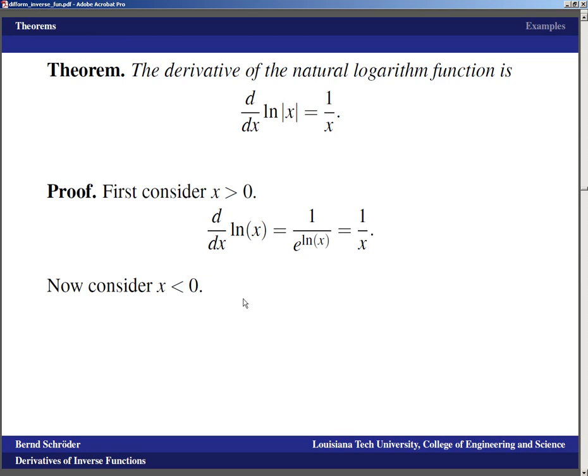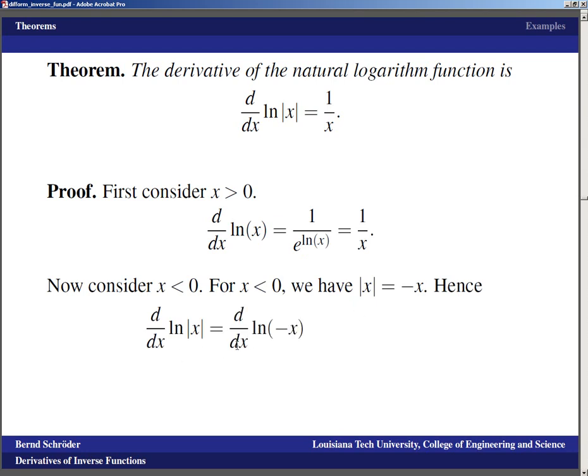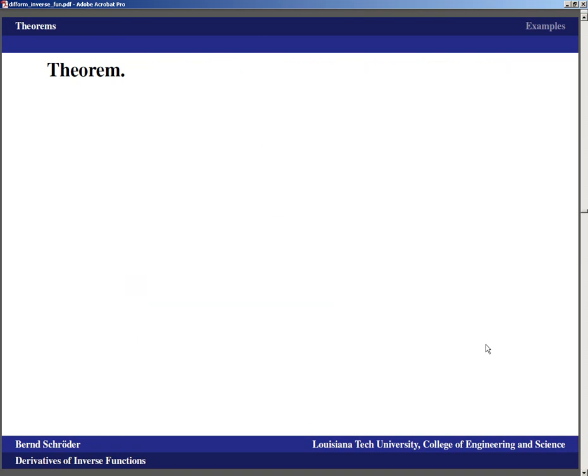Great. For x smaller than 0, we have that the absolute value of x is negative x. So that means the derivative of ln of the absolute value of x is the derivative of ln of negative x. And that would be, well, negative x is positive, and at positive values we know that the derivative of the ln is 1 over whatever is inside, so it's 1 over negative x times negative 1 from the chain rule, and that's 1 over x. Okay, so those are these new differentiation formulas.